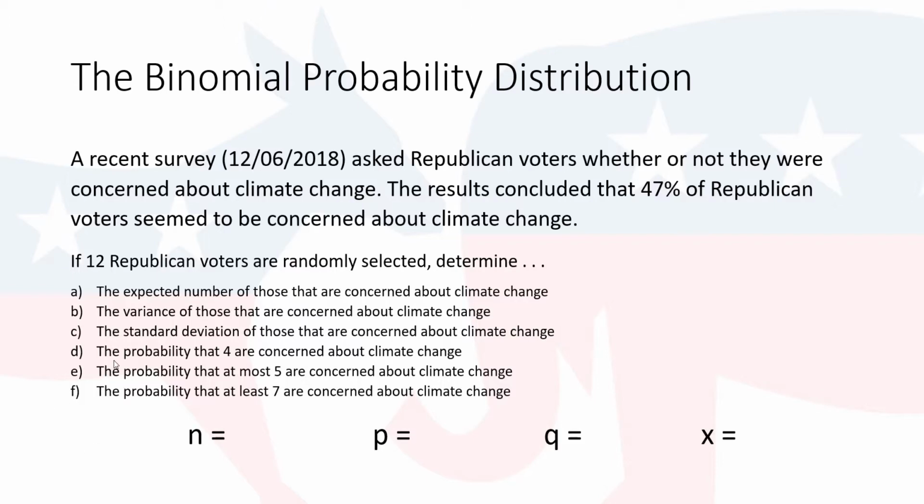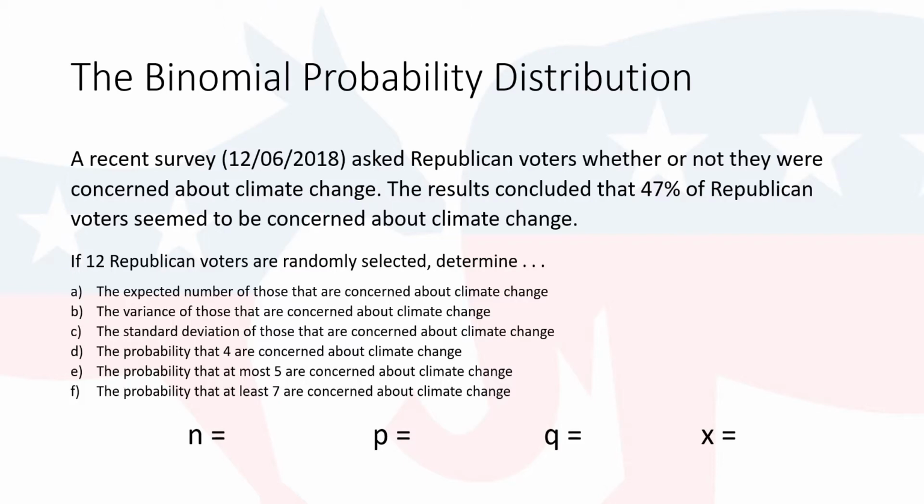Let's look at D, the probability that 4 are concerned about climate change. That means 4 out of this 12 over here. Part D, what N, P, Q, and X are. N is the total number of trials. So the way I have this worded, N, for all of the problems for A through F, will be 12.